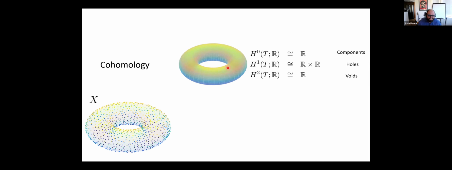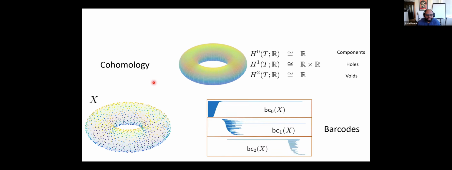So if you do the experiment of sampling data from the torus and computing the barcodes, you get the picture on the lower right. Again, I want you to concentrate on the horizontal bars, which are supposed to encode topological features across scales. And what I want you to notice is that the barcode in dimension 0 has one long bar, the barcode in dimension 1 has two long bars, and the barcode in dimension 2 has one long bar, so this count is consistent with the cohomology and the Betti numbers.